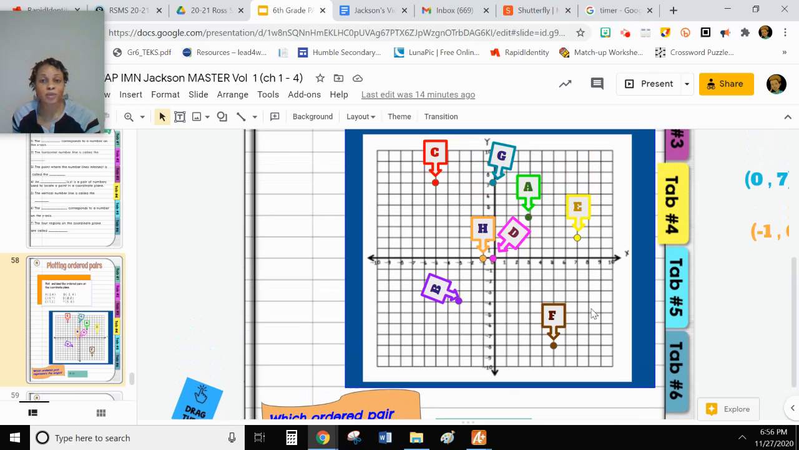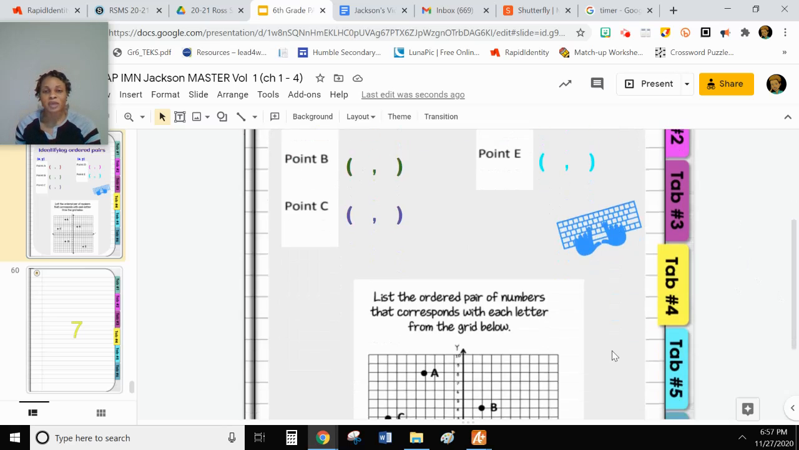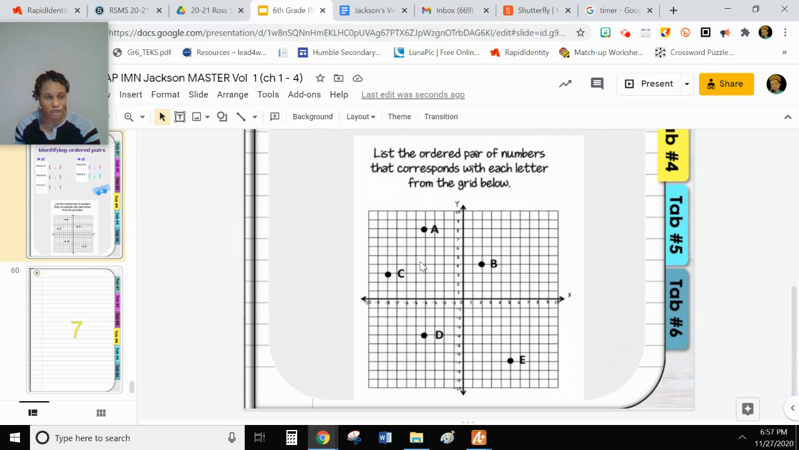So take a second, you can pause your screen and check and make sure that all your points are in the right place. So last time we were plotting points. Now we're going to identify ordered pairs. So this one is a little bit different. They gave us the points, but we don't know the ordered pairs. We're going to have to type them in. And as you can see, there's a picture here.